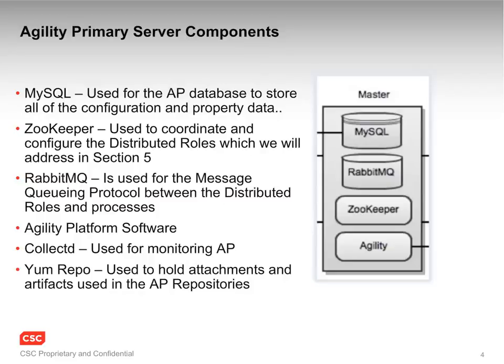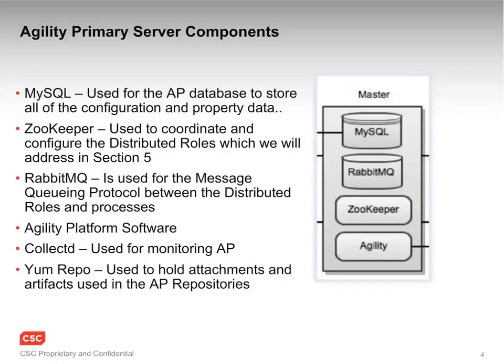Here are a few of the components of the Agility primary server. First component is MySQL, which is used to store all of the configuration and property data for Agility platform. Zookeeper is used to coordinate and configure the distributed roles. We will handle that in a different class called Distributed Architecture. RabbitMQ is used for message queuing, also working through the distributed roles and processes within Agility platform.